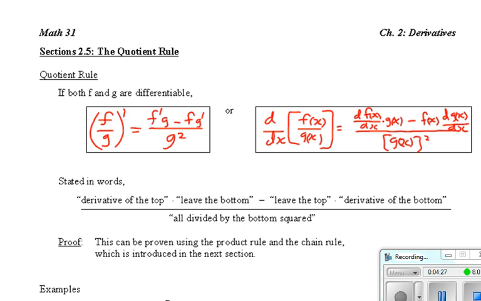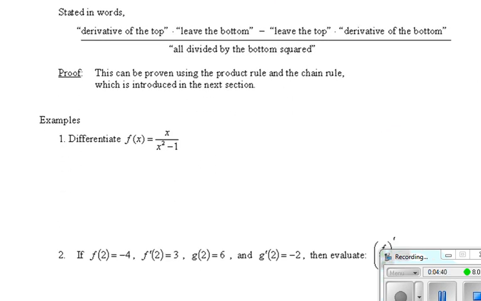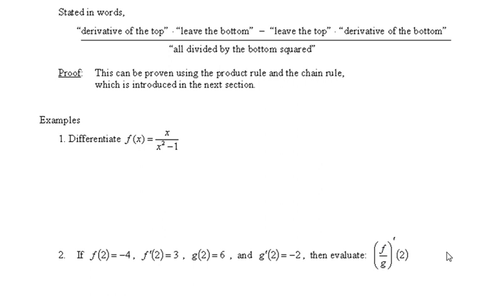All right, so this is the quotient rule. This can be proven using the product rule and the chain rule, and the chain rule is introduced in the next section. All right, we're ready for our very first quotient.